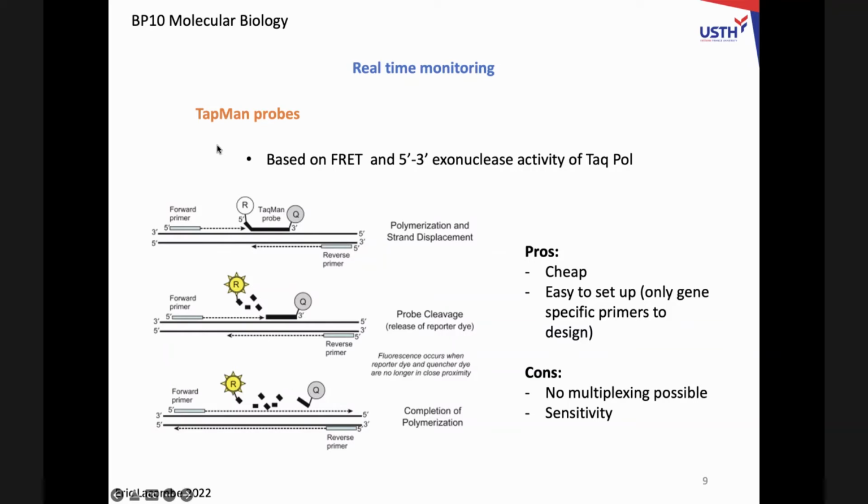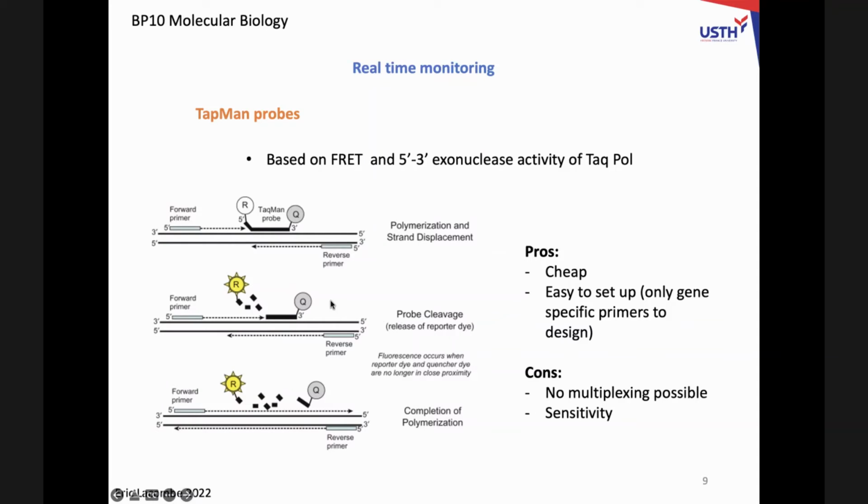Okay, so it means that if this molecule, this very short piece of DNA, is not degraded, if you put light on R, it will emit fluorescence, but this fluorescence will be absorbed by the quencher. So the consequence is there is no fluorescence.